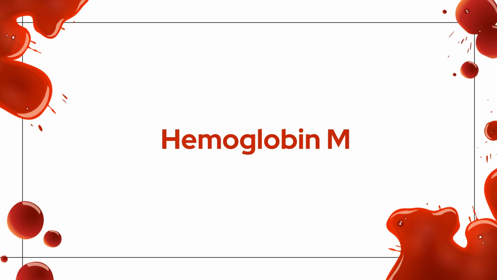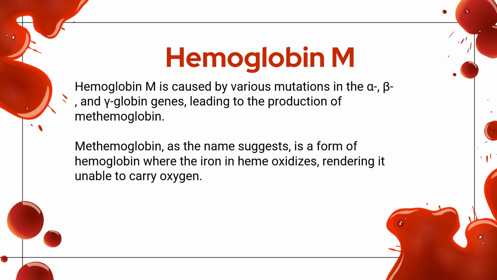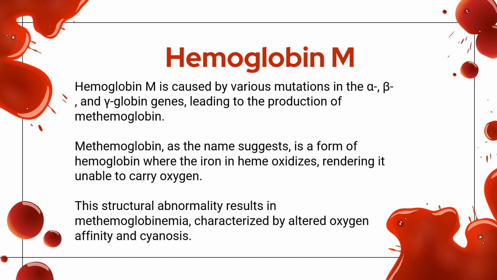Let's now shift our focus to a different type of hemoglobin disorder. Hemoglobin M is caused by various mutations in the alpha, beta, and gamma globin genes, leading to the production of methemoglobin. Methemoglobin, as the name suggests, is a form of hemoglobin where the iron in heme oxidizes, rendering it unable to carry oxygen. This structural abnormality results in methemoglobinemia, characterized by altered oxygen affinity and cyanosis.